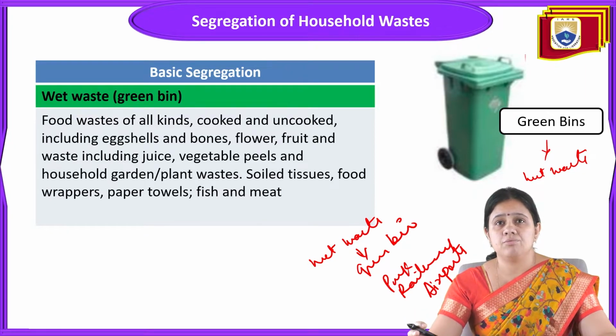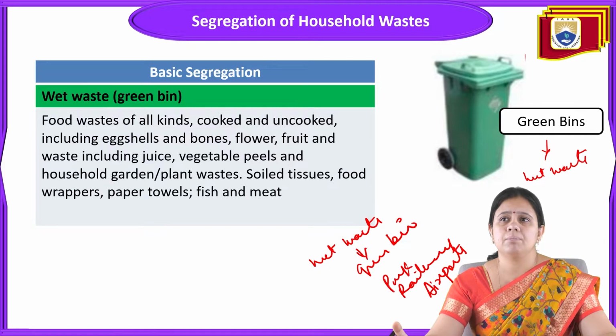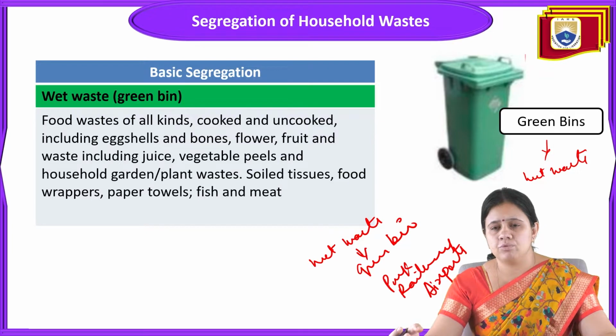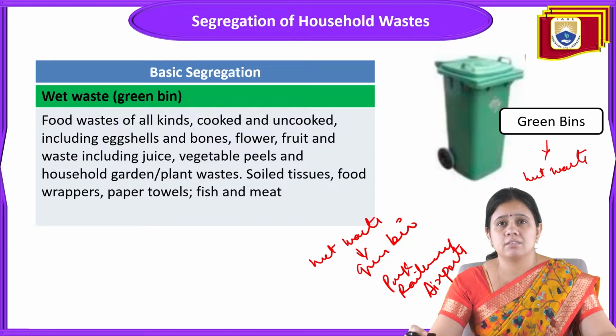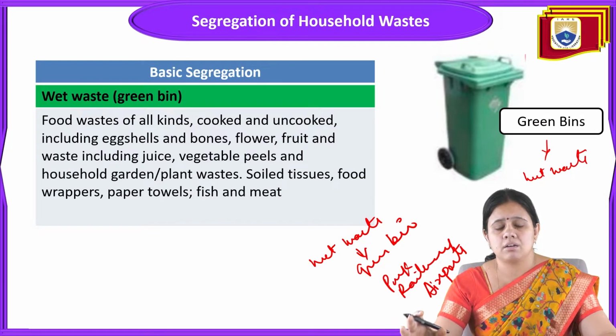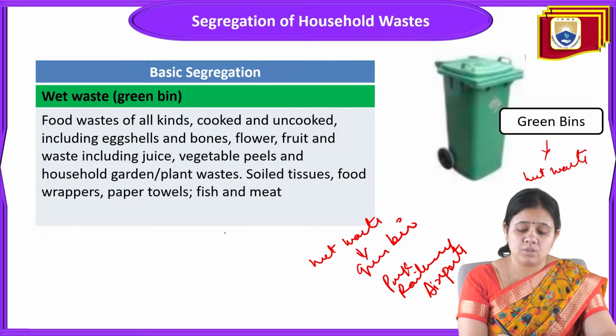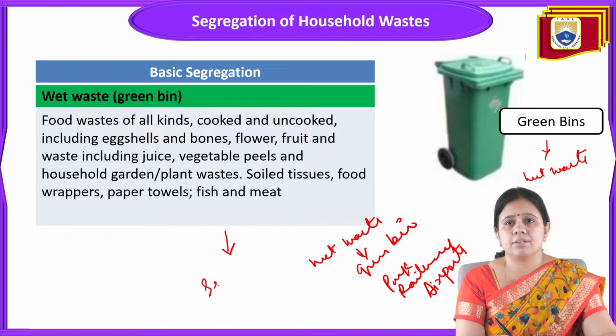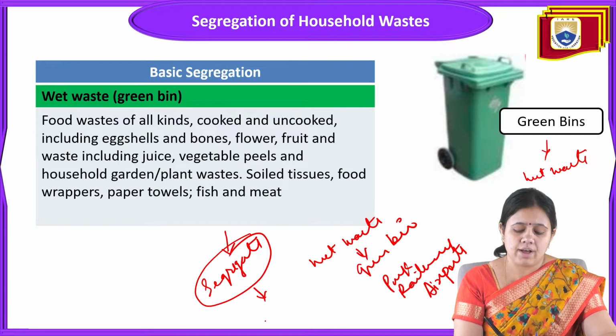So what type of waste is generated from any household activity in the name of wet waste? This wet waste is all kinds of food waste, like cooked or uncooked vegetable peels, fruit peels, egg shells, meat bones, some flour, fruit waste like juice waste, garden waste, some soiled tissue, some food wrappers, paper towels, fish and meats. When we collect this segregated waste in green bins, then we can directly send this waste to its final delivery station.